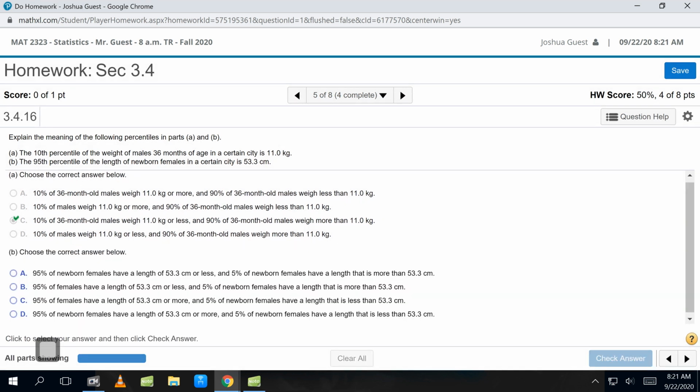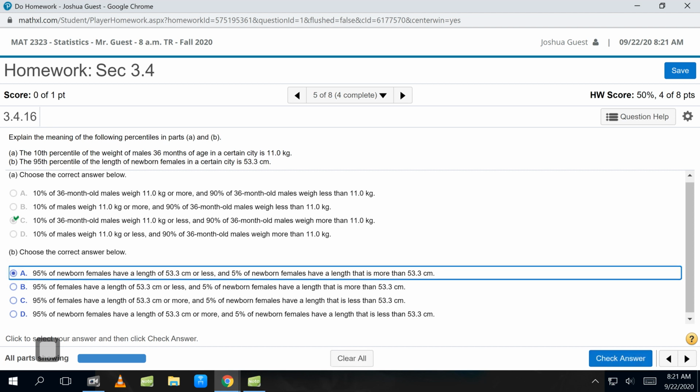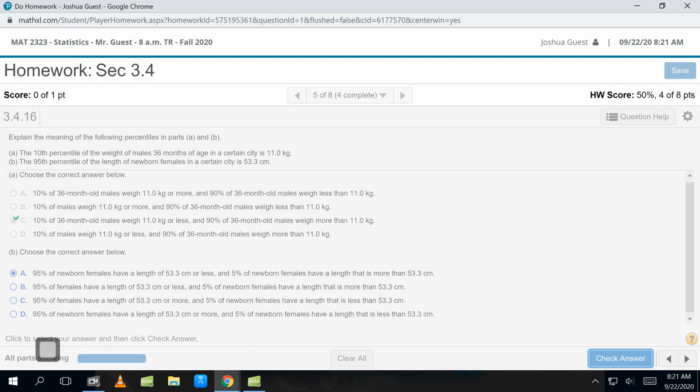All right, then we're going to hit continue. And now it's going to talk about the next part. So 95% of the females have a length of 53 or less. That's got a chance. Look at B. It doesn't say newborn, so throw it out. C is more and D is more, so then it's got to be A. Right? B doesn't talk about newborn, and then C and D are both more, and its percentiles less.